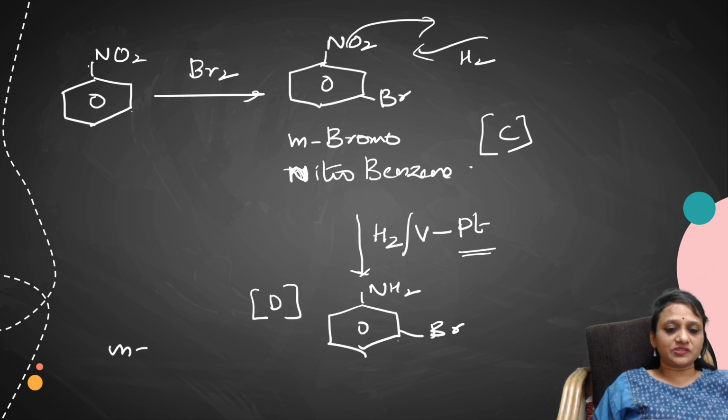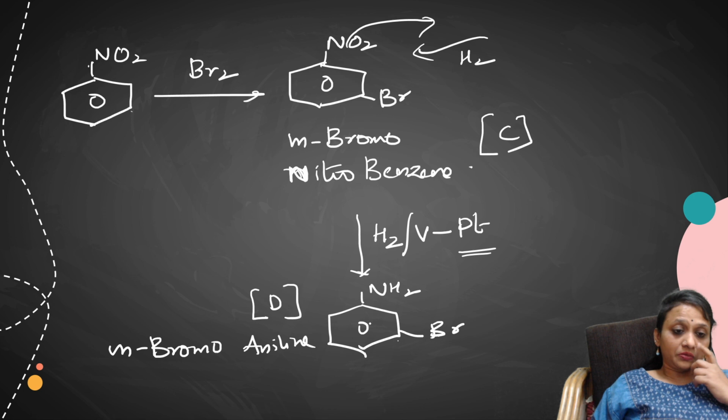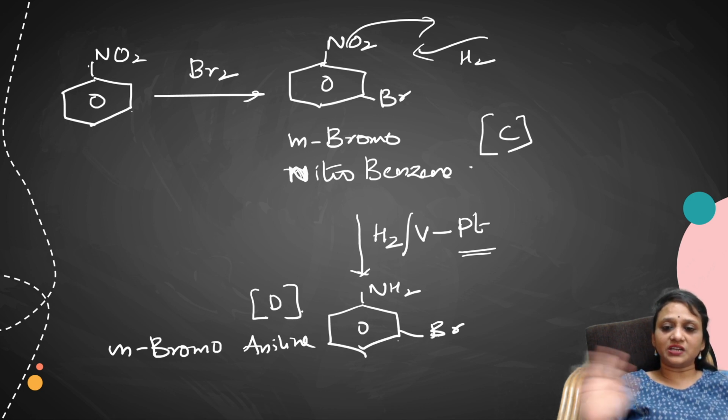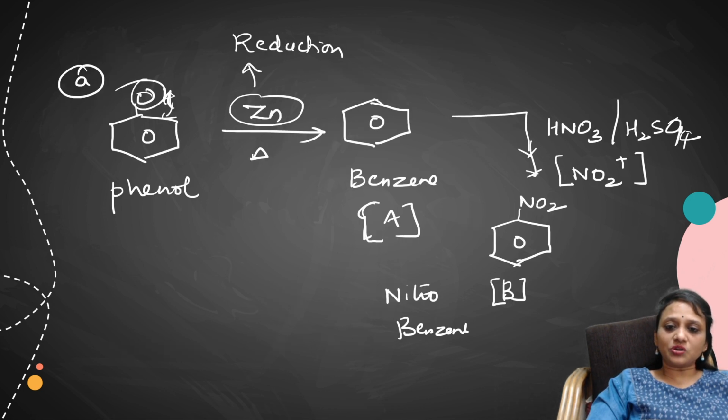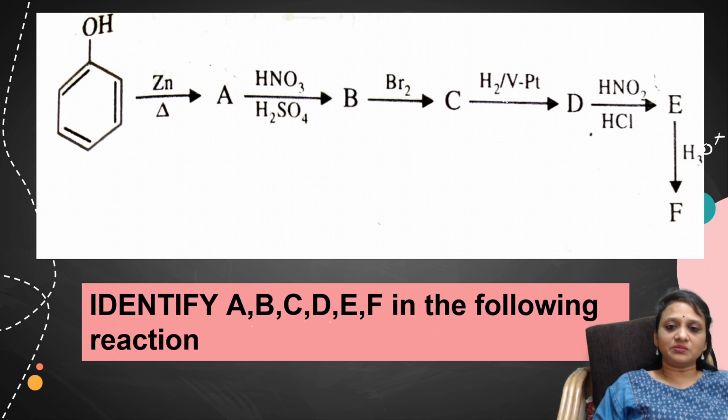Meta-bromoaniline. Very good. This is meta-bromoaniline. Clear now, students? Okay. Now the compound is what? This is D. D is over. Last. So what are there in this? A I got, B I got, C I got, D I got.